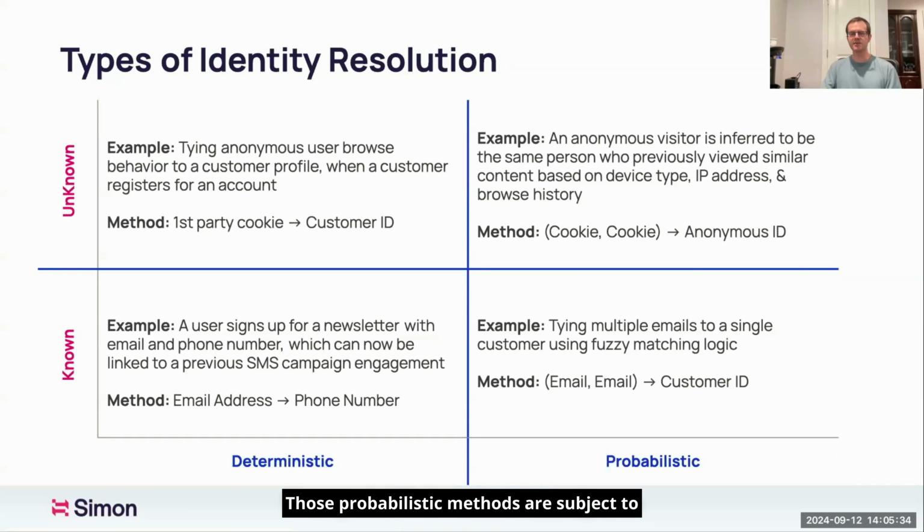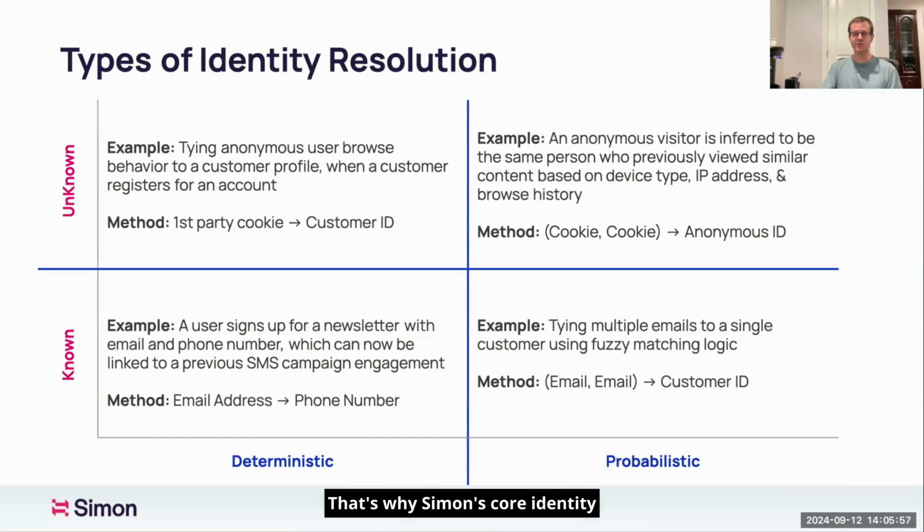Those probabilistic methods are subject to error, and those are not the highest fidelity form of identity resolution. But for many applications like analytics or even advertising, where the penalty of incorrect matches is relatively low, it's entirely appropriate. But specifically for highly personalized marketing use cases, we need higher fidelity because we're ultimately going to be addressing the user by their name.